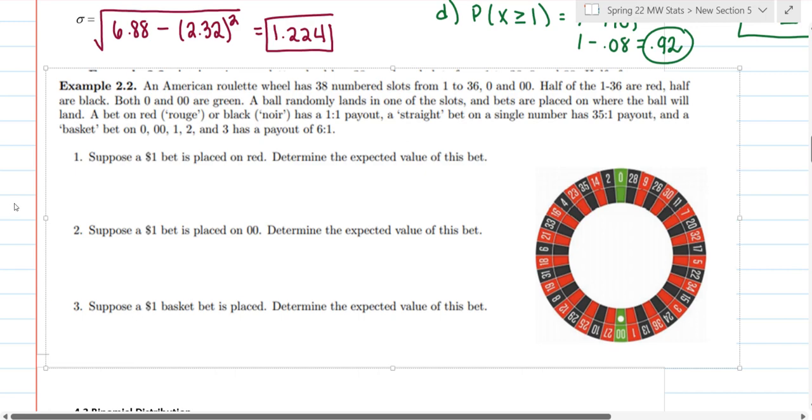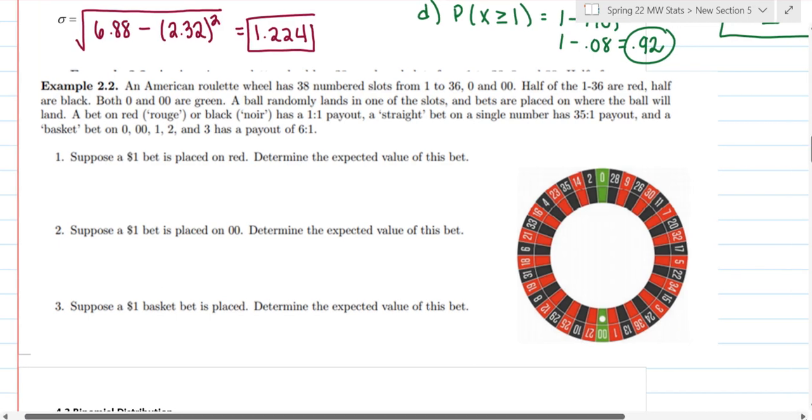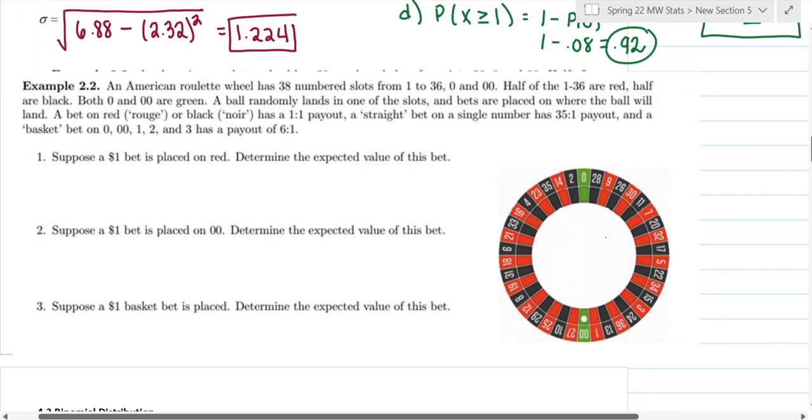There we go. Okay. So an American roulette wheel has 38 numbered slots, 1 to 36. Okay, so you got 1 to 36. I guess these are how the numbers are out. 0, or 0 and 00. All right, half of the 1 to 36 are red, half are black. Both 0 and 00 are green. Okay, so before we read more into this, let's write that out.